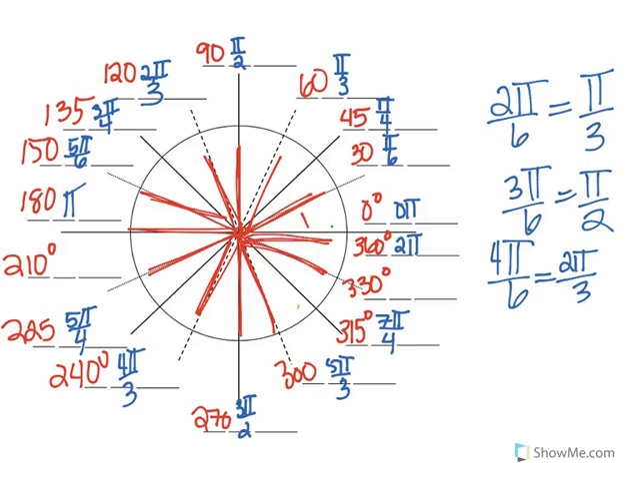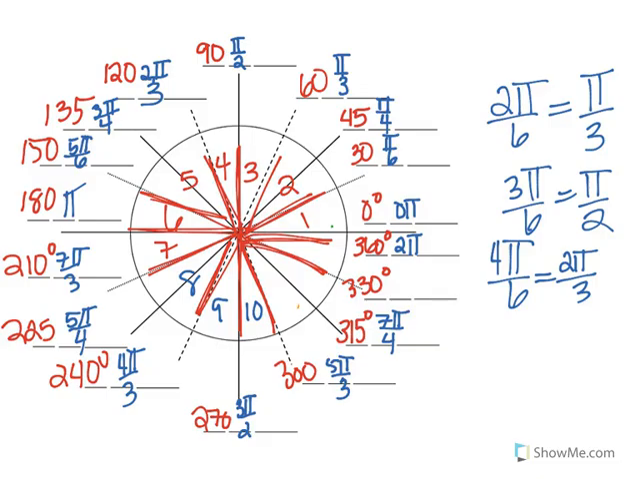So we have 1/3, 2/3, 3/3, 4/3, 5/3, 6/3. This one will be 7/3. This one will be 8/3, simplifies to 4/3. This one will be 9/3, simplifies to 3/2. This one will be 10/3, or 10/6.